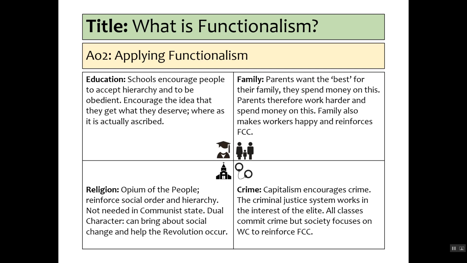Education also encourages the idea that you get what you deserve. In fact, when we look at education, it's often the case that you have very little influence over how your life is going to turn out through education. It's down to chance and who you're born to.